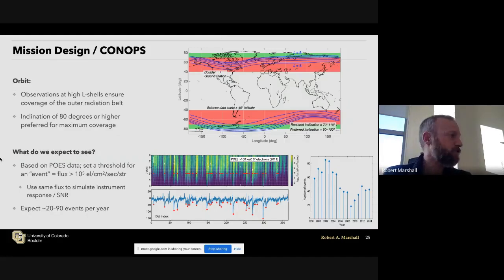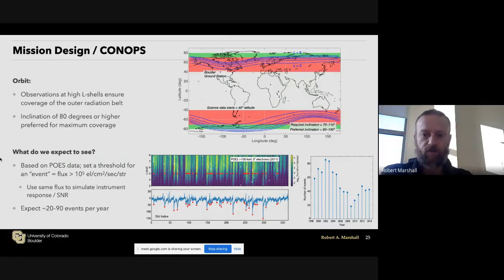To give a quick sense of what we expect to see, there will be times when we don't really measure much of anything, when there isn't a radiation belt enhancement followed by a depletion. But we use POES data to estimate the number of events we can expect over a 1-year mission lifetime. We looked at the POES data with greater than 100 keV electrons in their 0-degree detectors. Those are electrons that are definitely precipitating in the atmosphere. And we set a flux threshold to say when there's a new event and make them non-consecutive in days.